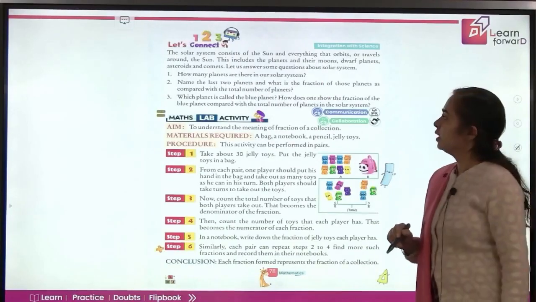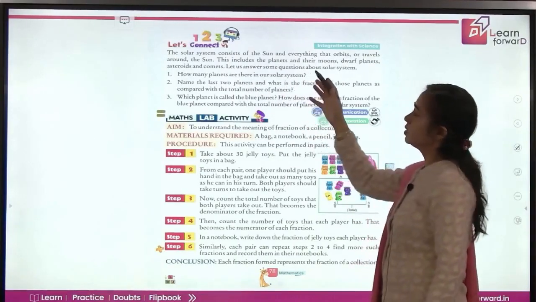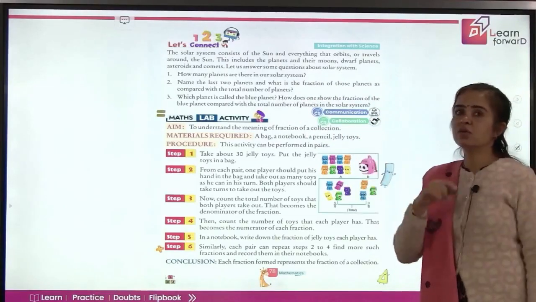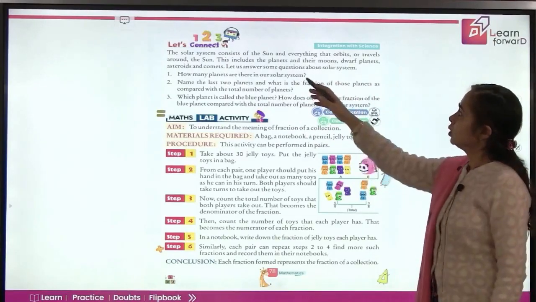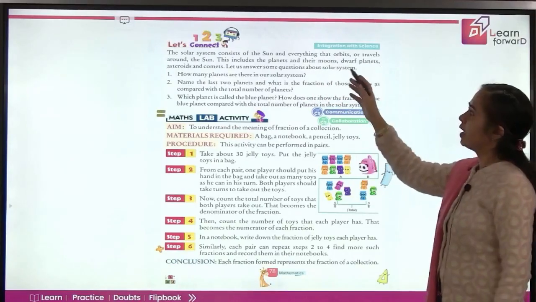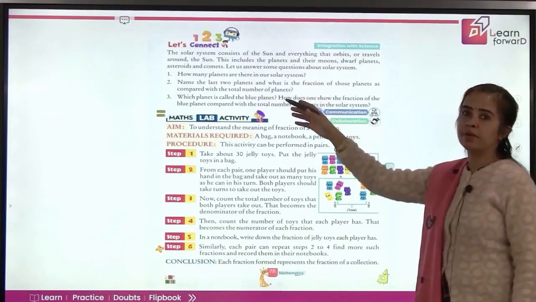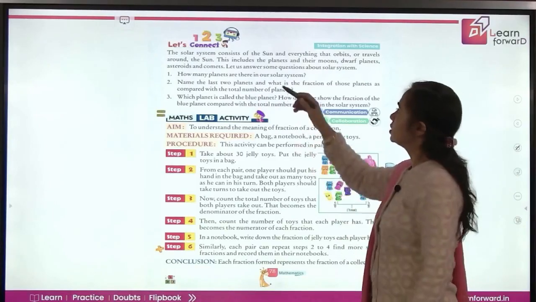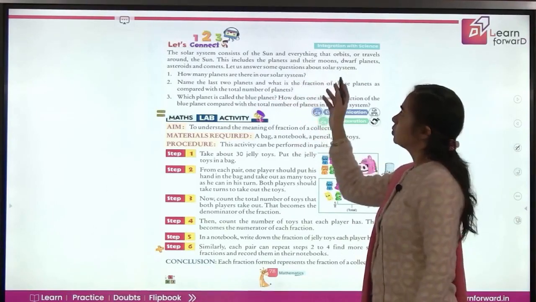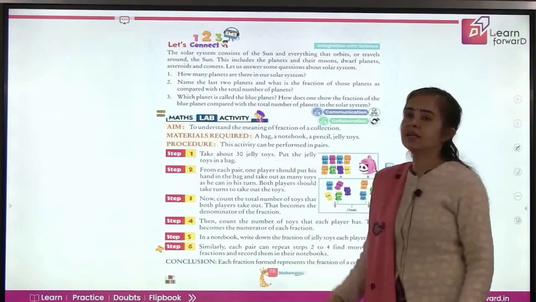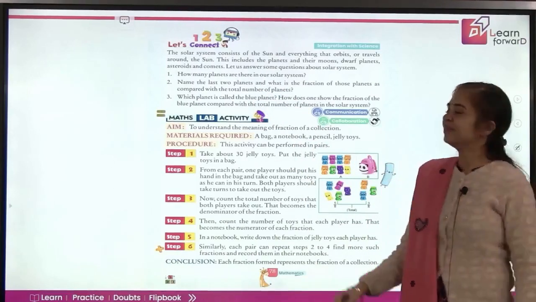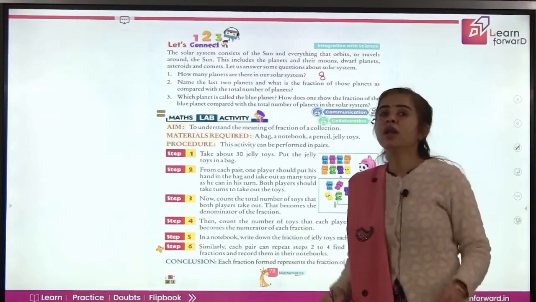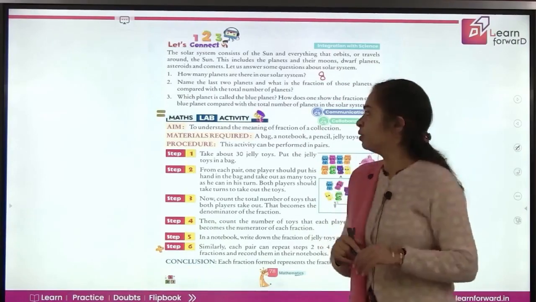Now let's connect. The solar system consists of sun and everything that orbits and travels around the sun. This includes planets, their moons, dwarf planets, asteroids and comets. So these are so many things that keep moving around the sun. Let us answer some questions about solar system. How many planets are there in our solar system? Do you know? Good, that is 8. So you can work on this with your teacher and have more information.